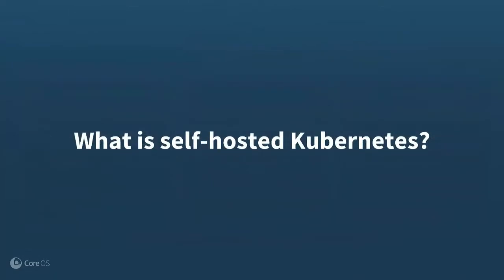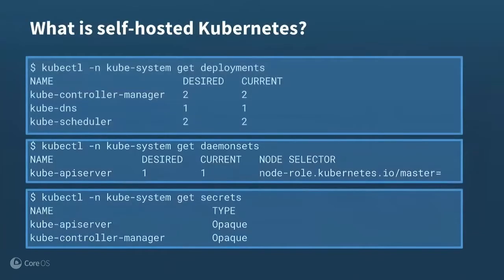So I'd like to start by just describing what self-hosted Kubernetes is and why it's an important part of how we run Tectonic and why we think it is the optimal way to run a Kubernetes cluster. So self-hosted Kubernetes defined is actually just running the Kubernetes components in Kubernetes itself as native Kubernetes objects.